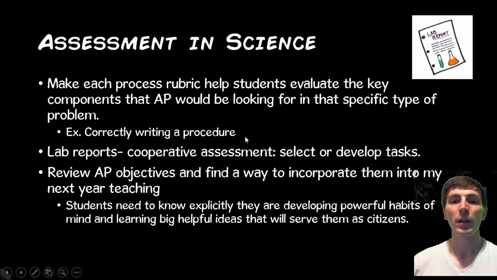Or, I'll jump down to a certain one here, review AP objectives and find a way to incorporate them in the next year's teaching. Look at what AP is expecting, the big ideas. Students need to be able to know explicitly that they are developing or not developing habits of the mind and learning the big ideas that are going to help them for science. And so to incorporate that into the rubric so that students can evaluate, are they doing these things?